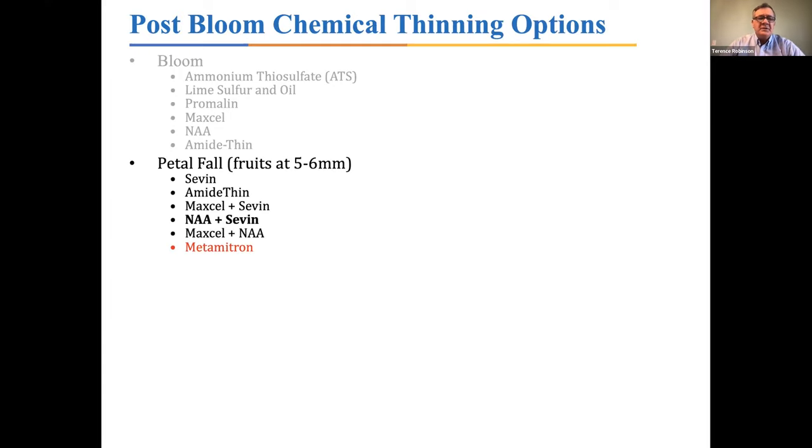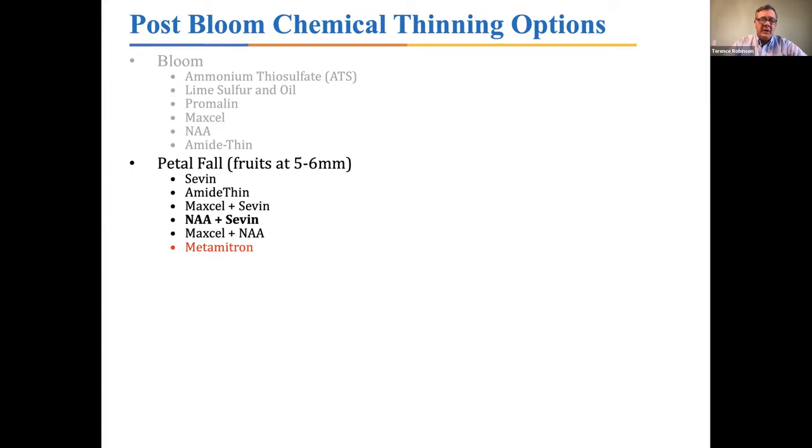I want to now focus just on some of the options for post-bloom chemical thinners. For petal fall, the options are Sevin alone, or Amid-Thin alone, or Maxcel and Sevin, or NAA and Sevin, or Maxcel and NAA. And in the near future, we hope this new chemical that's not yet labeled, but should be labeled in 1 to 2 years, called Metamitron. Its trade name will be Brevis.